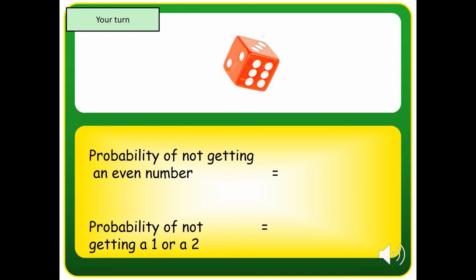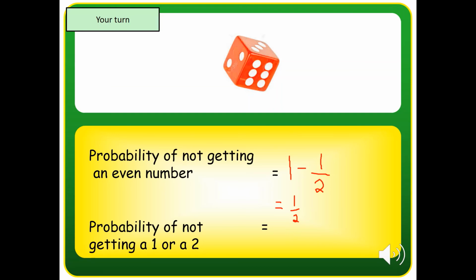Okay, welcome back. So let's recall what it said in the previous slide. The total probability adds up to 1. So if we do 1 take away the probability of actually getting an even number, that will leave us with the probability of not getting an even number. The probability of getting an even number is a half. So I'm going to do 1 take away a half, and 1 take away a half equals a half. So the probability of not getting an even number is a half.